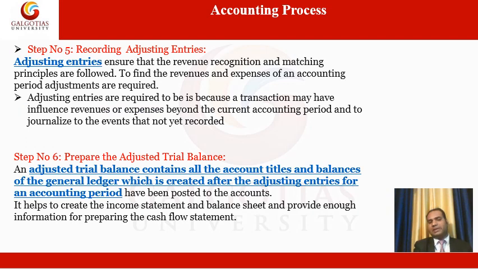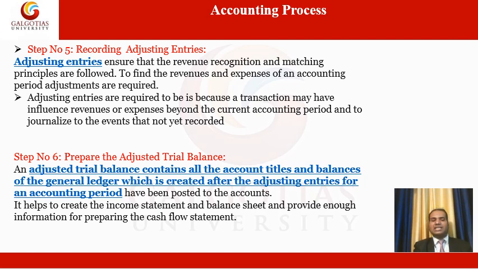Now students, I'm going to explain the fifth step of the accounting process, that is recording adjusting entries. What do you mean by adjusting entries, guys? Adjusting entries ensure that the revenue recognition and matching principles are followed. To find the revenues and expenses of an accounting period, adjustments are required. Adjusting entries are required because a transaction may have influenced revenues or expenses beyond the current accounting period, and to account for events not yet recorded. Right. This is the fifth step of the accounting process.